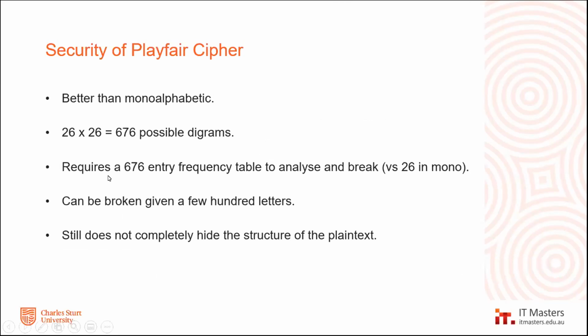So this then means that we need a 676 entry frequency table to do frequency analysis of the letters to analyze and break it, versus only using 26 in the monoalphabetic, because we only have to worry about each single letter there. In this case, because we use digrams, which is an extra clever bit about it, not only are we using a keyword with a shifted alphabet, but we're using digrams, which is really, really intelligent.